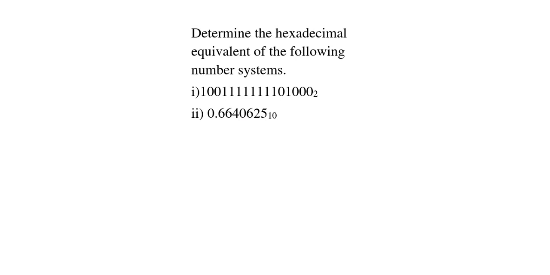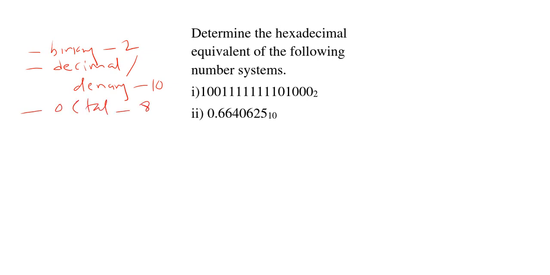So, number systems. We have binary numbers, which are base 2 numbers. We have decimal numbers, also called ordinary numbers, and these are base 10. We have octal, which is base 8, and we have hexadecimal, which is base 16.